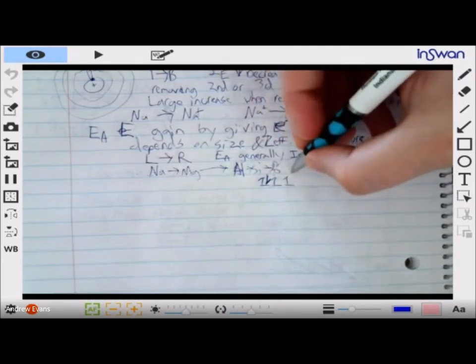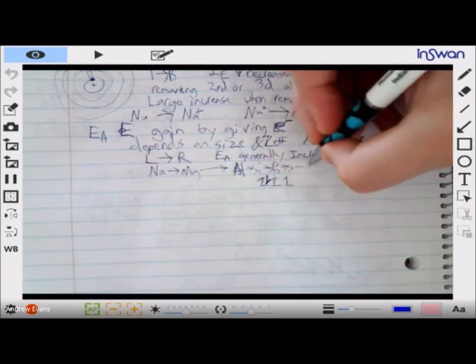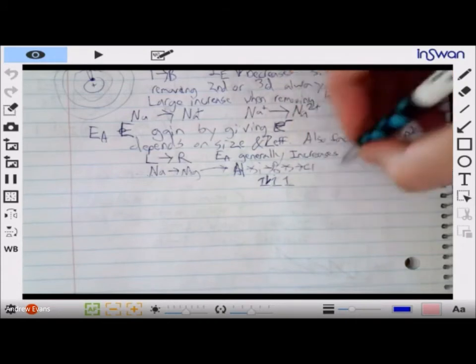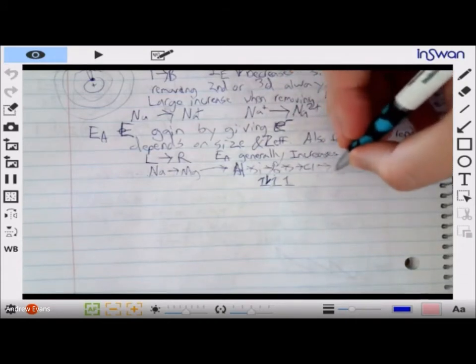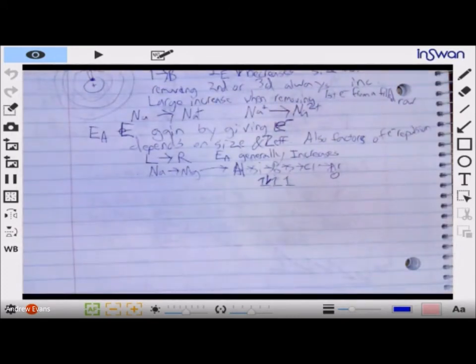And then it's once again sulfur. It increases again, sulfur, chlorine. And then we see no gain on argon. Argon is 0 because argon has a completely filled row that doesn't want a new electron.